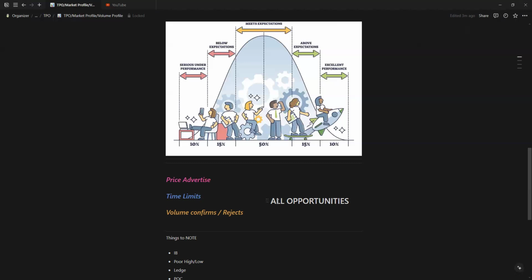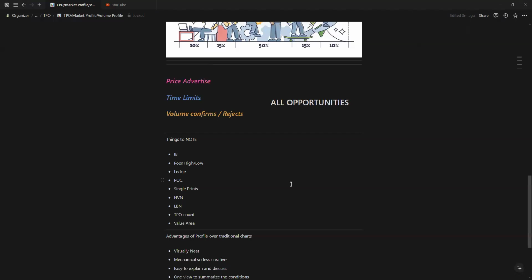There are multiple strategies for reading all these three. Using all three gives you such a framework that you don't need anything else, just market reading. I hope this point is clear, because everything on TPO, order flow, market profile, or tape reading revolves around this idea. Price advertises all opportunities, time limits all opportunities, volume confirms or rejects all opportunities. These three used together are a game changer, like it was for me.